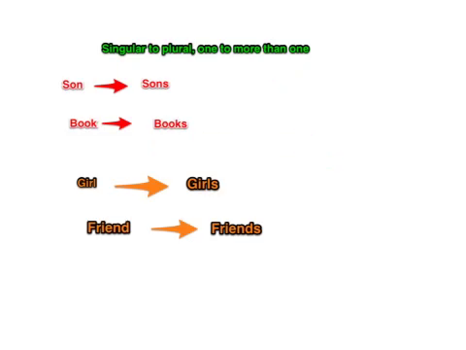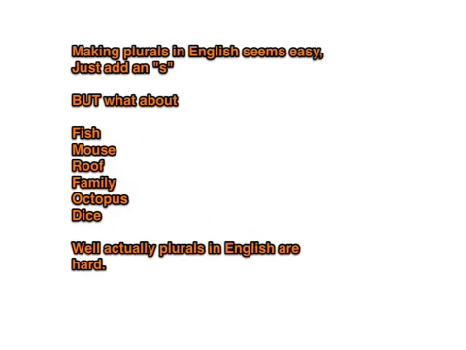Okay, so singular to plural, one to more than one. In English, we've got the word son, changes to sons for the plural. Book changes to books for the plural. Girl changes to girls, and friend changes to friends. So singular to plural, one to more than one.